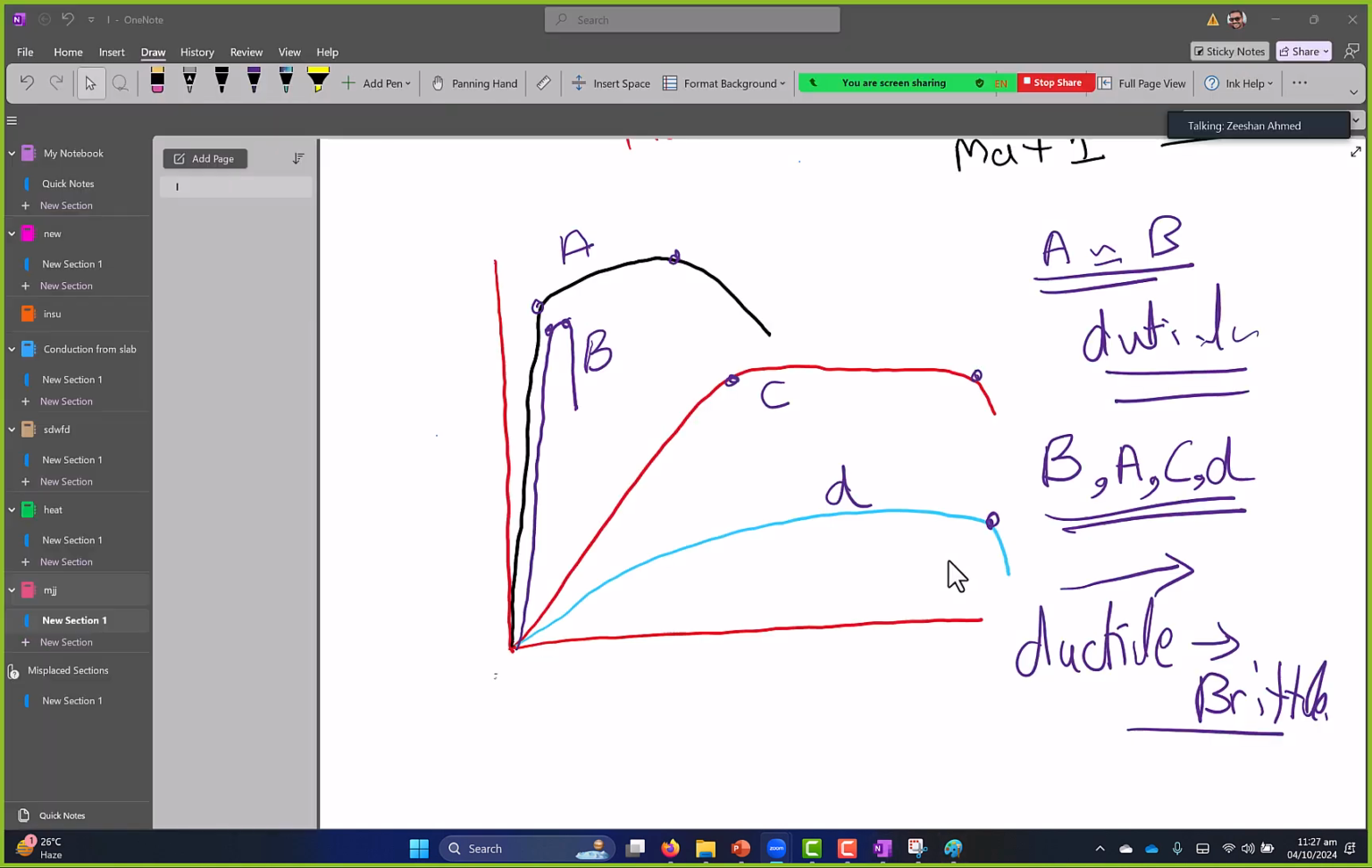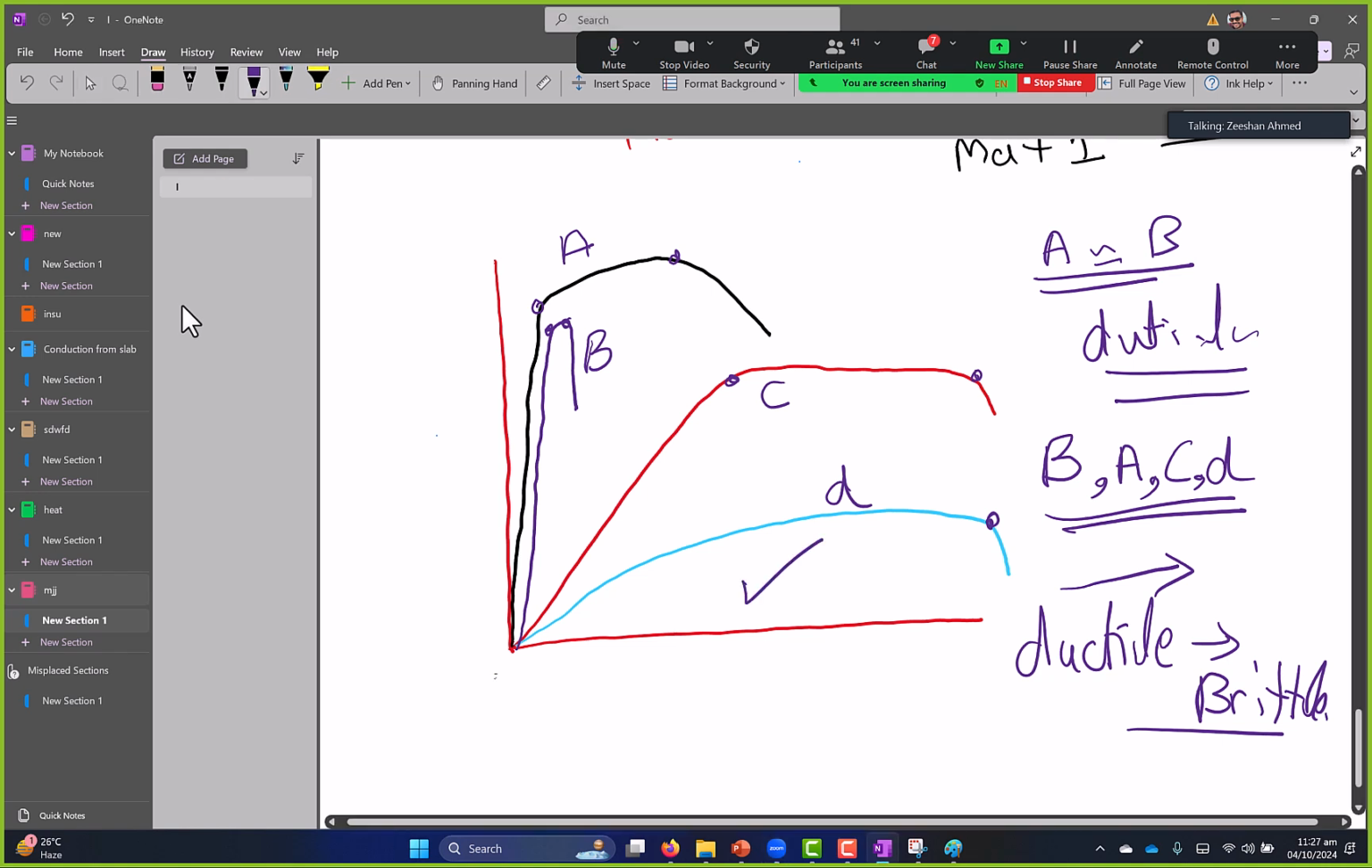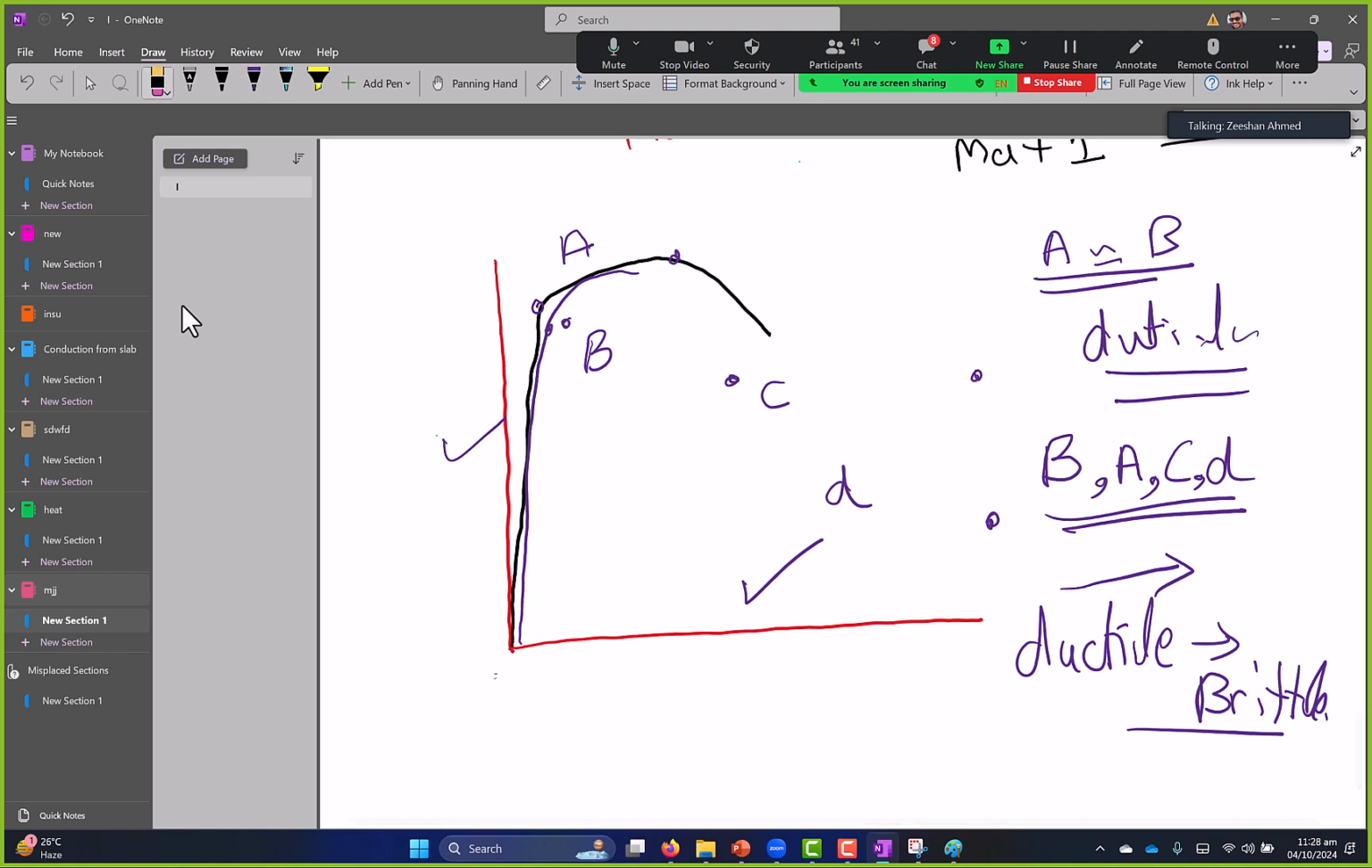Excellent. So most of you got the gist. This is D, C, A, B. Oh, sorry, D, C, B, A. Because B and A have the same slope. So B, A or A, B, same thing. Good. Well done. So, ductile material and brittle material. The slope tells you where is the ductility and where it is not.